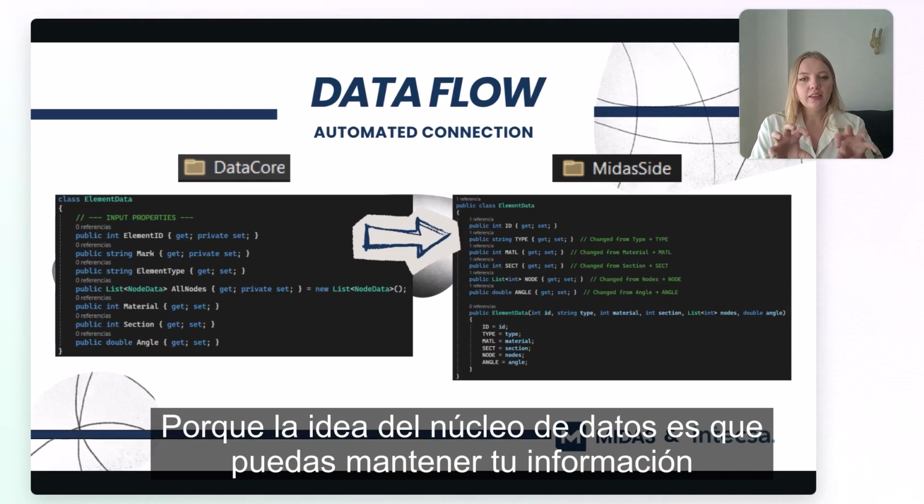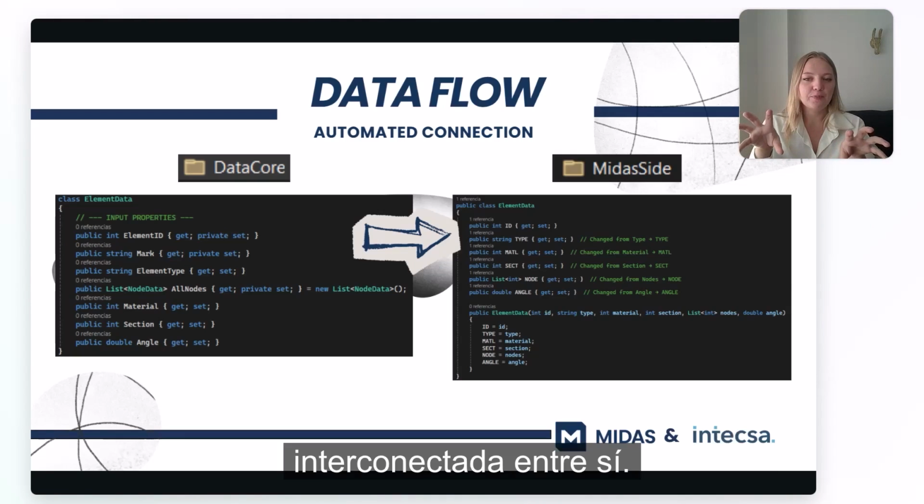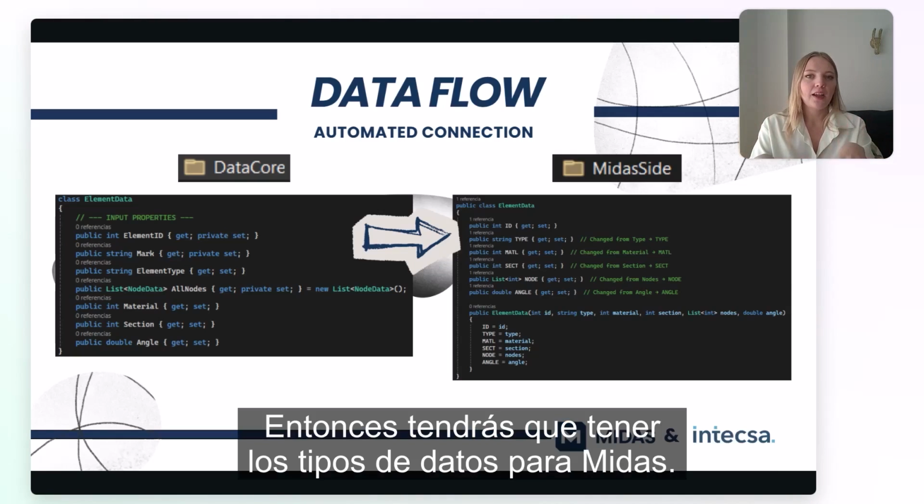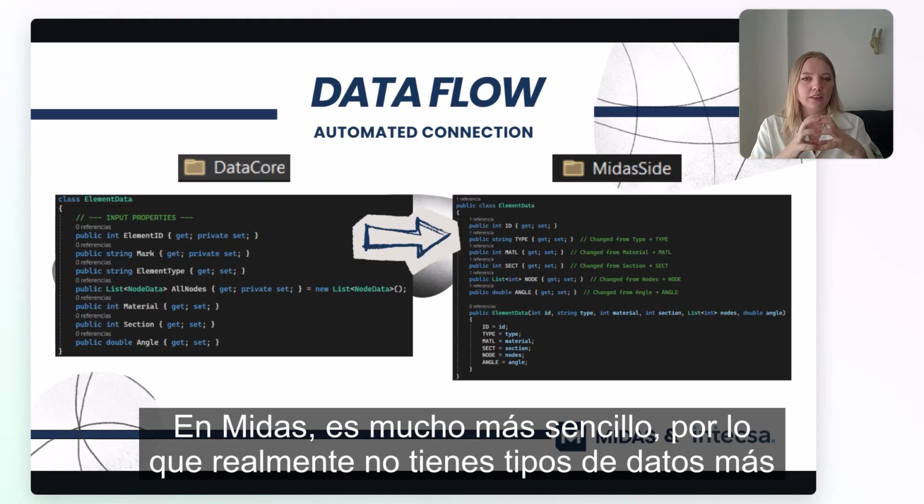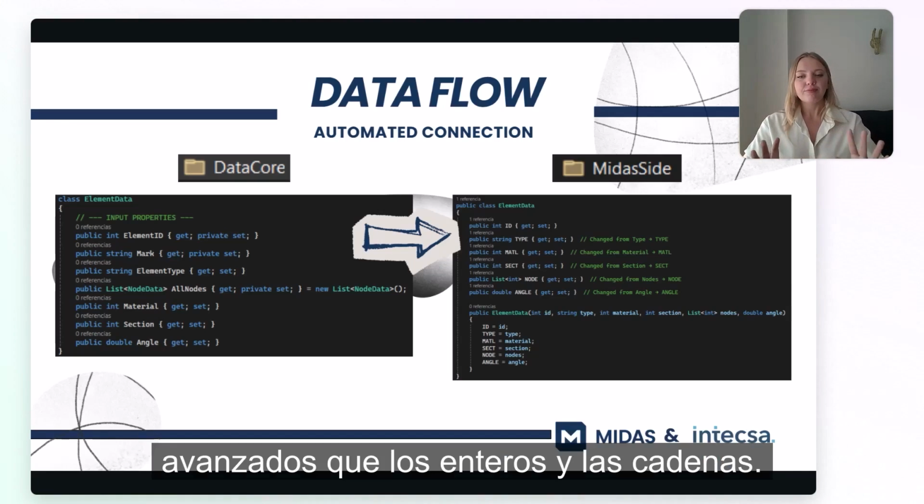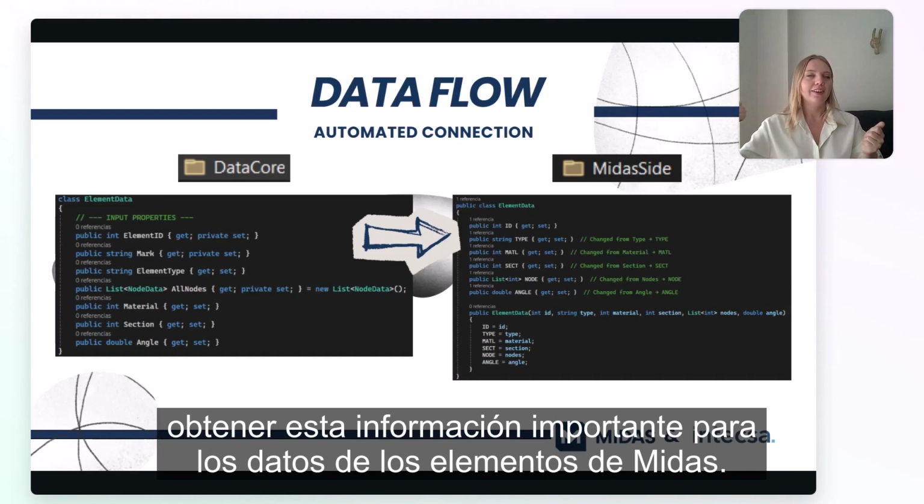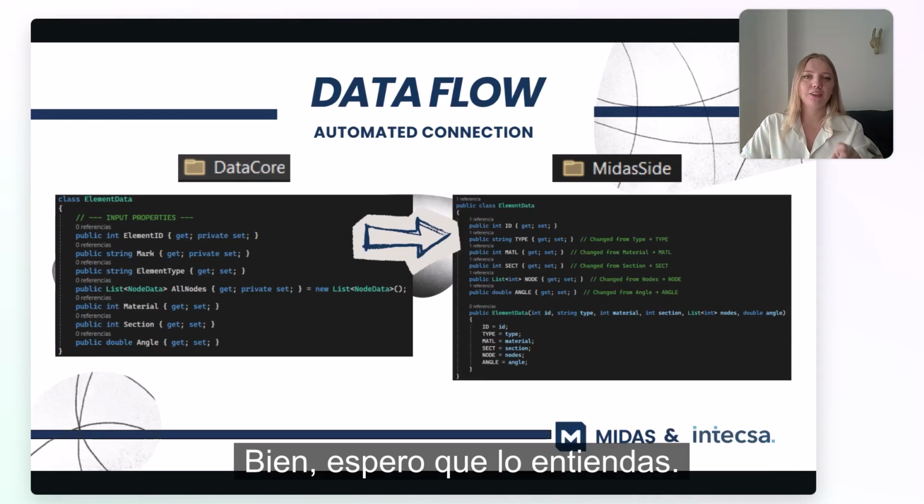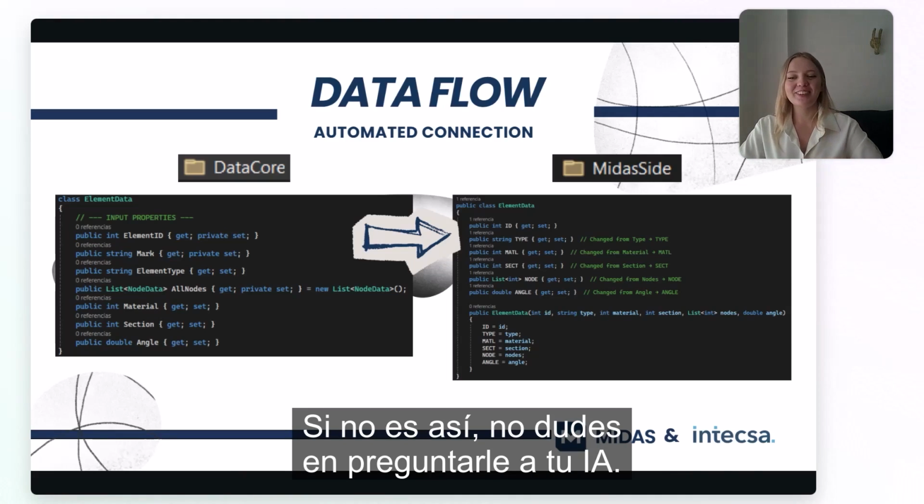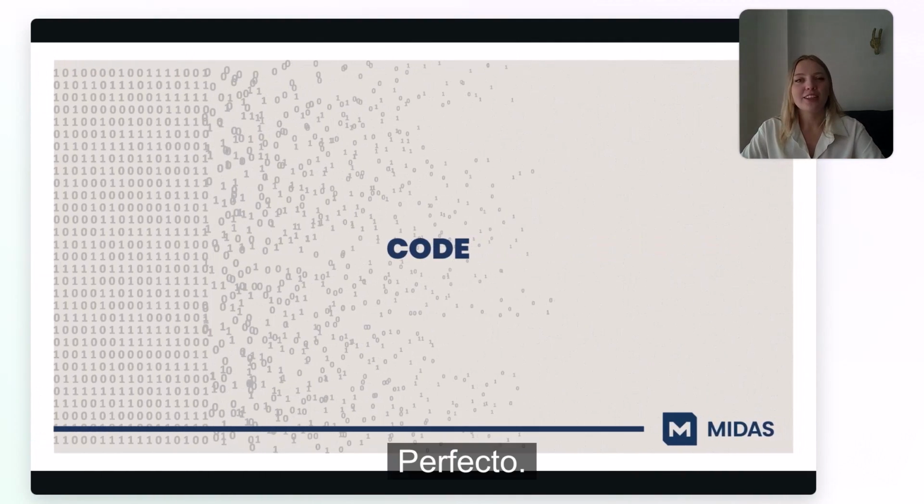And then you will have to have the data types for MIDAS. In MIDAS, it is much more plain, so you don't really have the more advanced data types rather than integer and strings. But at the same time, you have to keep them somehow similar, so you would be able to get this important information to the element data of MIDAS. Okay, I hope you get it. If you don't, feel free to ask your AI. Perfect. You know, what a nice time to be a teacher, honestly.